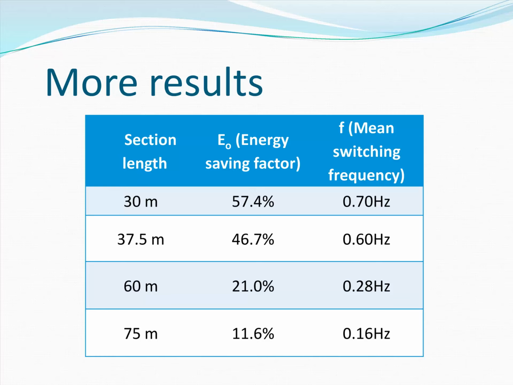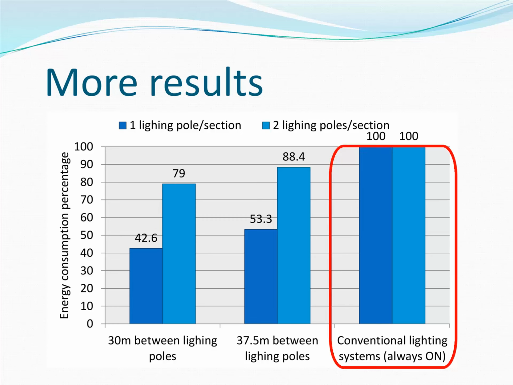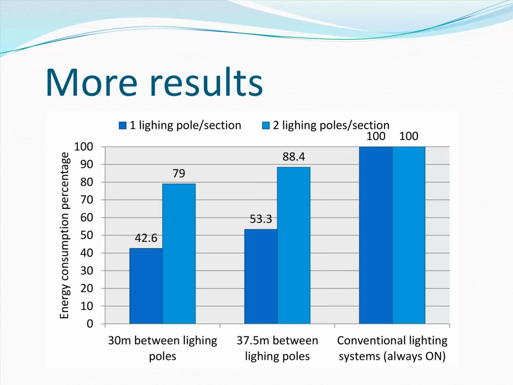And as expected, when we increase section length, power saving decreases, because a larger section is less likely to be completely empty. But on the other hand, the mean frequency at which a lighting pole needs to change its state from on to off or dimmed decreases, which was expected too. And this graph compares energy consumption in conventional lighting systems and energy consumption in our different scenarios.